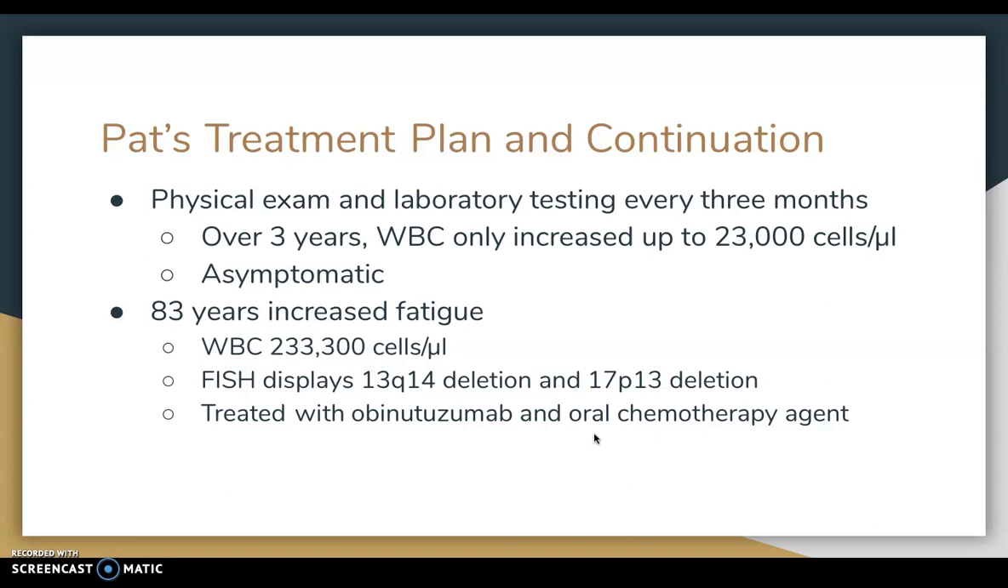And it turned out that her white blood cell count actually increased to 233,300 cells per microliter. Then FISH was performed again and displayed that along with the original 13q14 deletion that was seen before, there was now an additional 17p13 deletion. So she was then put on treatment, but fortunately responded very well to it, and her energy improved along with her white blood cell count plummeting to around 4,000 cells per microliter.